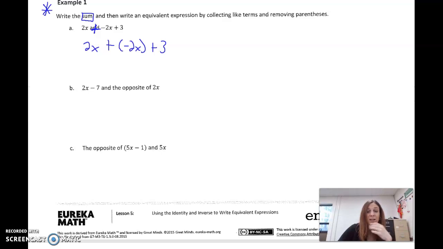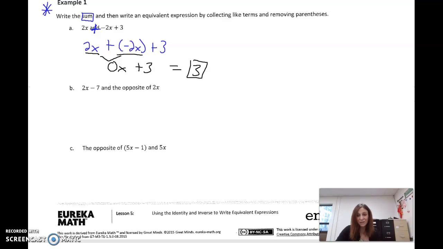Combine your like terms, right? Like terms have identical variable parts. Do not go 2 plus negative 2 plus 3. No. Like terms, remember, are the x's. If I have 2 x's and I add negative 2 x's to that, then I have 0 x's. What is 0 times anything? 0, right? So it's not going to do anything. So 2 x's plus negative 2 x's is 0 x's. And then we have our plus 3. Well, 0 plus 3 is just going to be equal to 3. Okay, so it might look a little more confusing, but we're really focusing on these opposites.